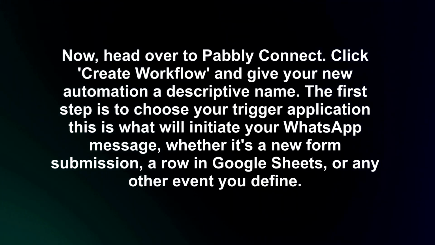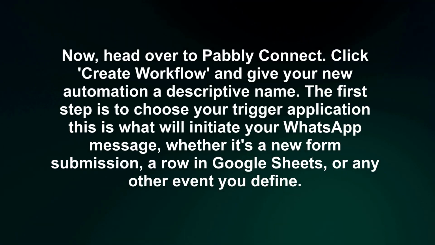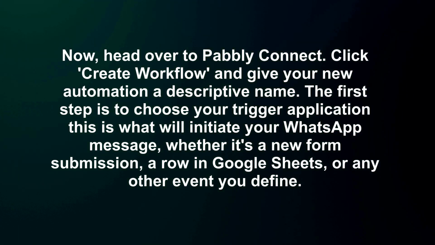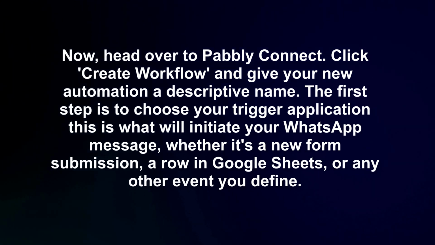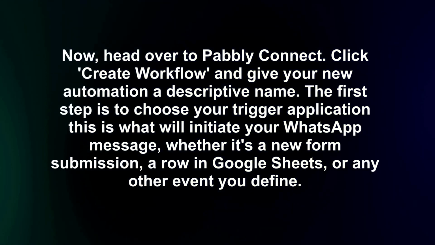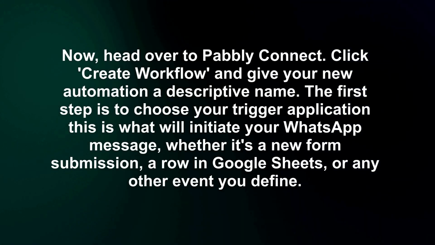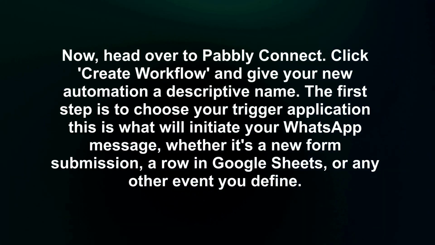Now, head over to Pabbly Connect. Click Create Workflow and give your new automation a descriptive name. The first step is to choose your trigger application. This is what will initiate your WhatsApp message, whether it's a new form submission, a row in Google Sheets, or any other event you define.